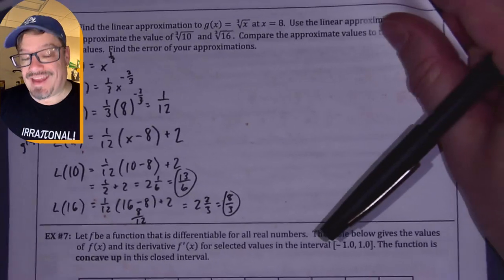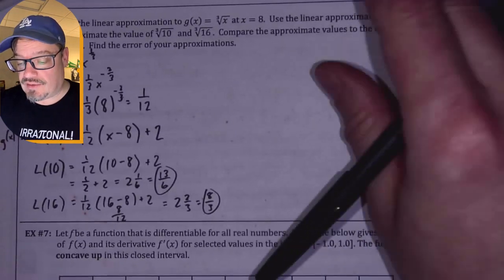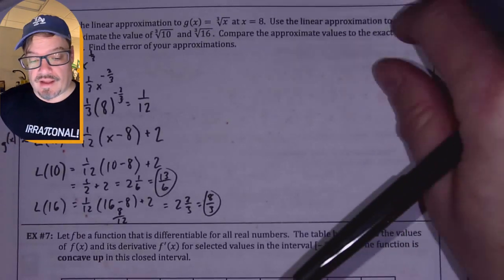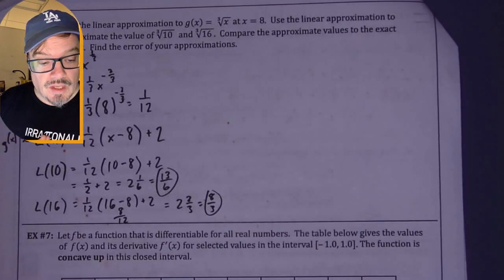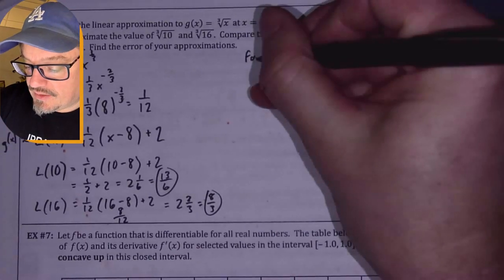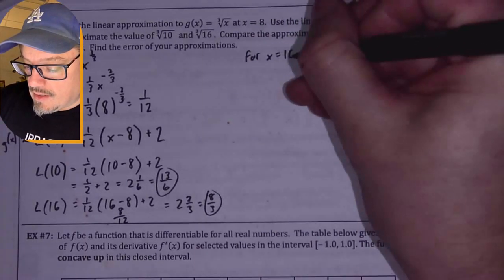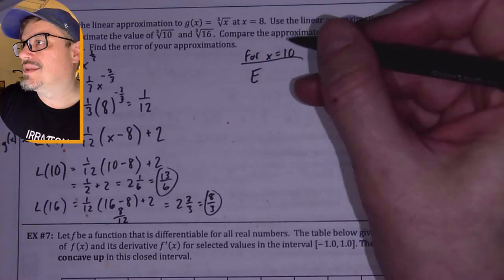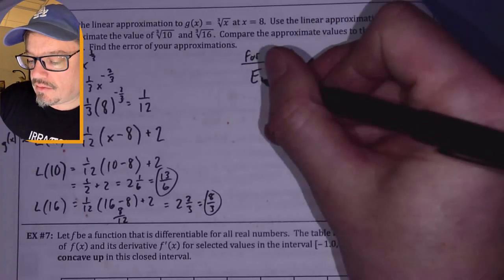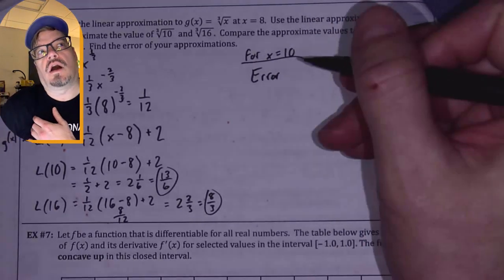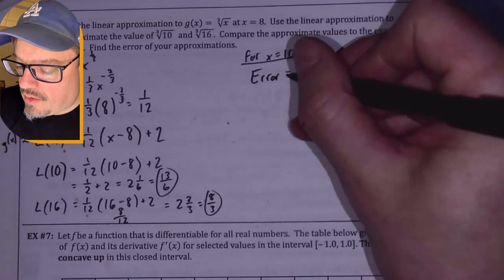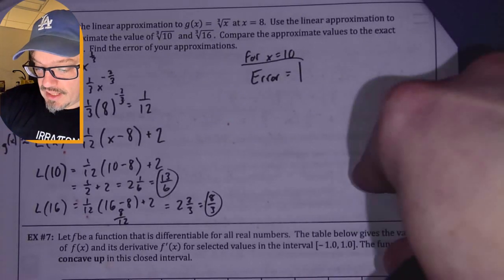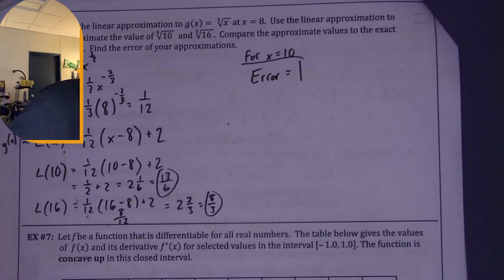So let's go ahead and find that error now. So the error is when you take the actual and you subtract the estimated one. Okay. So let's do it for the 10. All right, error, or we'll just call it error. We could have gone E of 10, but that's okay. Error equals the absolute value of the actual value. Okay, so what is the cube root of 10? Now this I actually do have to get a calculator.